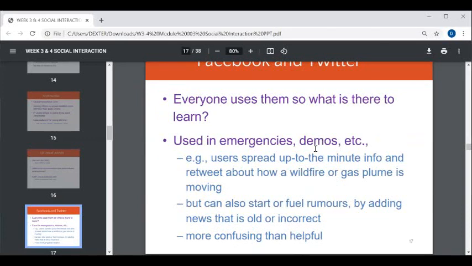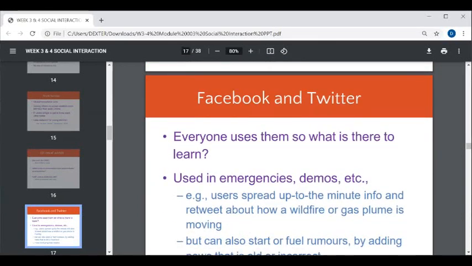So Facebook and Twitter. Okay, so everyone uses Facebook and Twitter. So, ultimately, Facebook's purpose is to connect people with their friends and family. So usually people use Facebook to share photos, videos, and general updates of their lives. And yung Twitter naman natin, on the other hand, is used to share ideas, real-time information, and trending news.